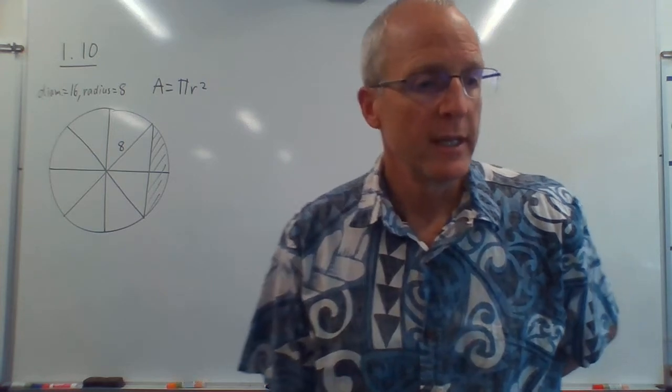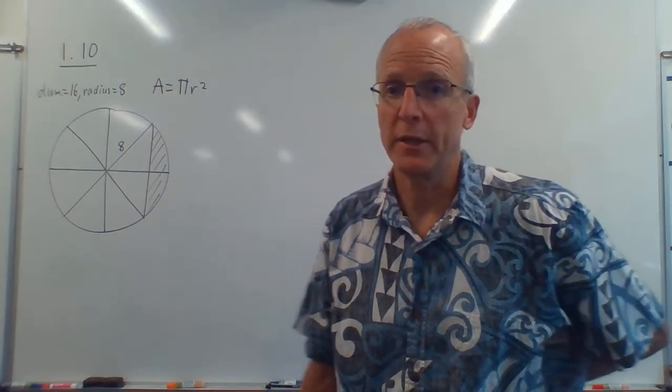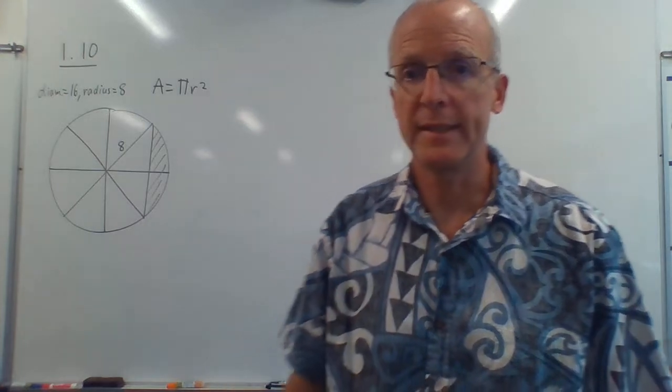It says the diameter, 16-inch diameter pie. The radius then is 8 inches. That's the number we want to use. So I wrote here, right, 8 inches from here to here. They break it up into 8 equal pieces.